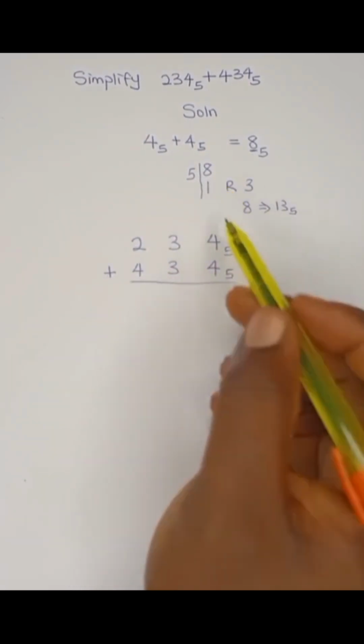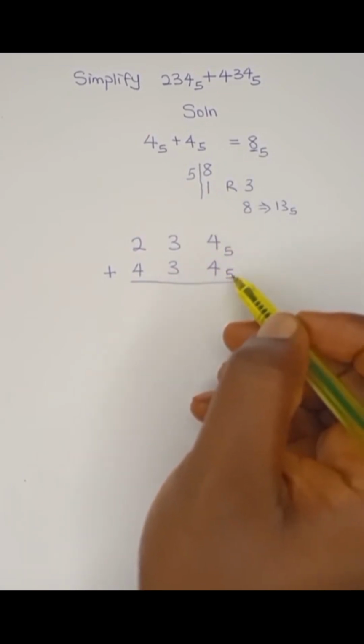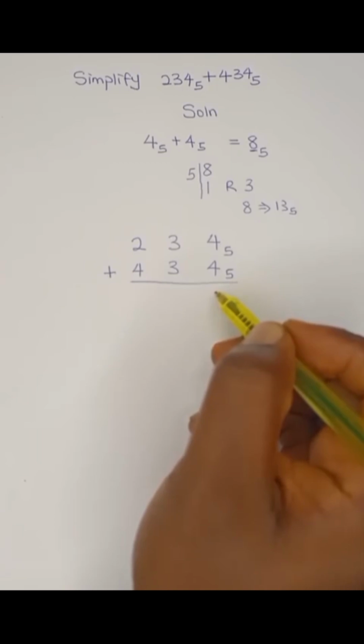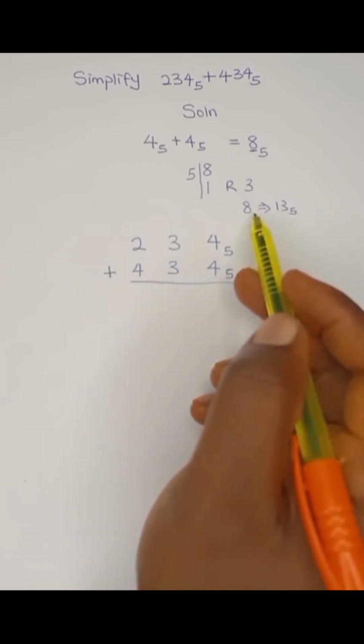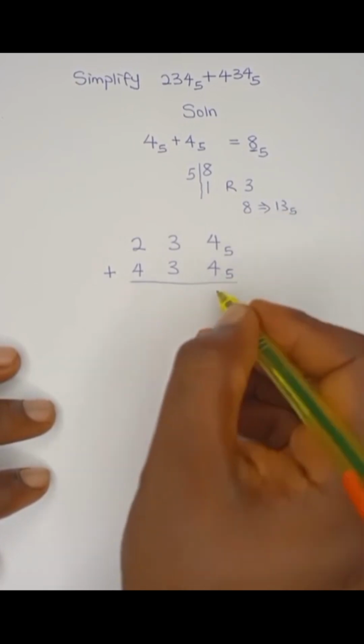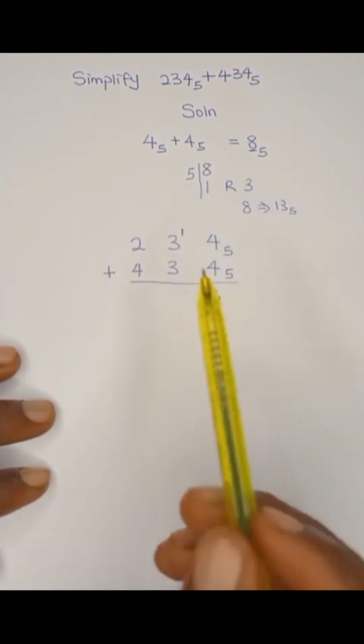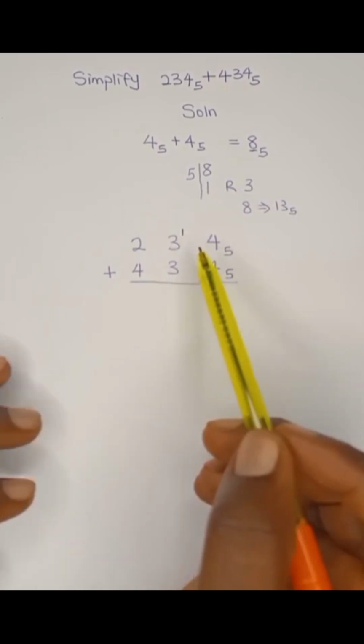So just as we did here, 4 plus 4 gives us 8. And 8 is more than 5, so we cannot write 8 as our answer here. So in this particular situation, we've converted it to 13. So we are going to write down the 3 and bring 1 over here. So let's do this one. 1 plus 3 gives us 4.